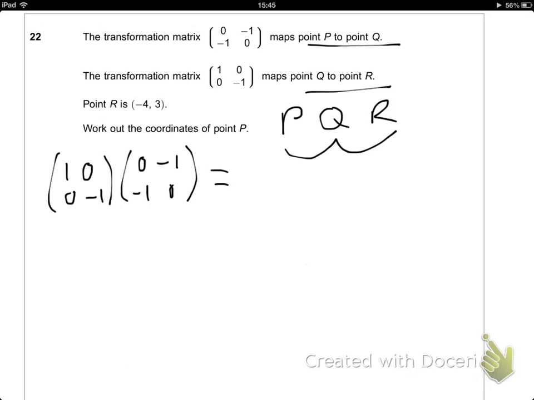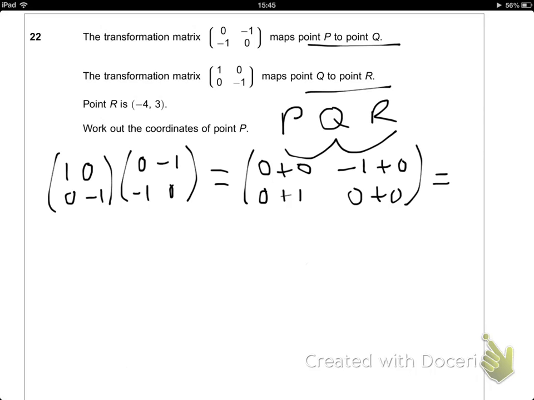So if you multiply those two together, instead of having two transformations, it turns both of the transformations into one transformation, which is easier to work with. So if we do 1 times 0 is 0, plus 0 times minus 1 is 0. And then 1 times minus 1 is minus 1, plus 0 times 0 is 0. 0 times 0 is 0, minus 1 times minus 1 is 1. And 0 times minus 1 is 0, and minus 1 times 0 is 0.